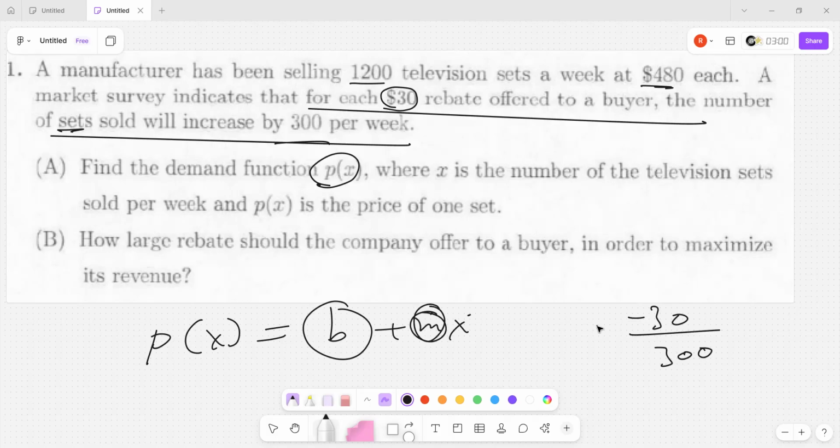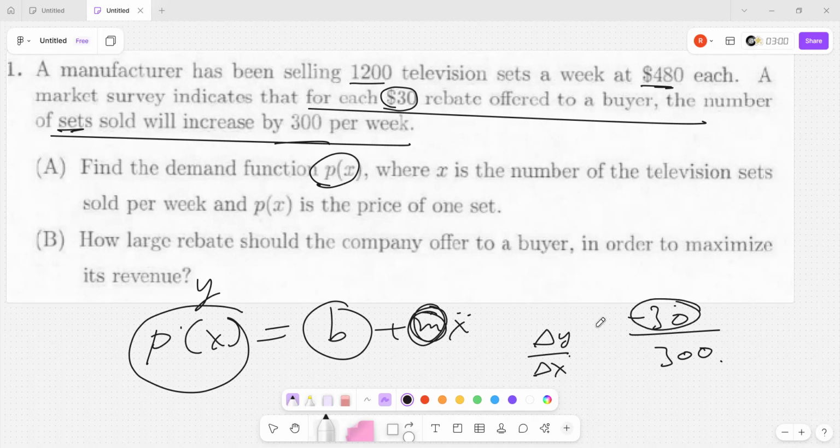But why did I put negative 30 here and not there? Look, the slope is about what? Difference in y over difference in x, okay? So here, this is y, which is the price, and this is x. And we know that m is difference in y over difference in x. And we know that p is the price in dollars. So that's why I put negative 30 here as the rebate. And of course, this is x, which is the number of television sets, which will be 300. So that's why I put the slope as that, okay?